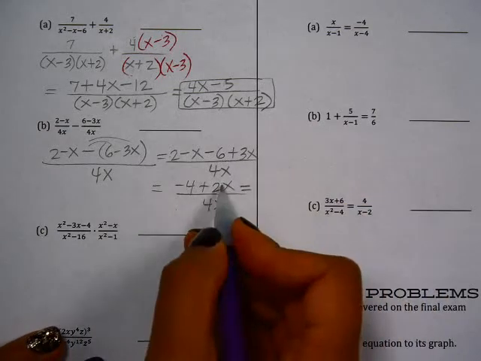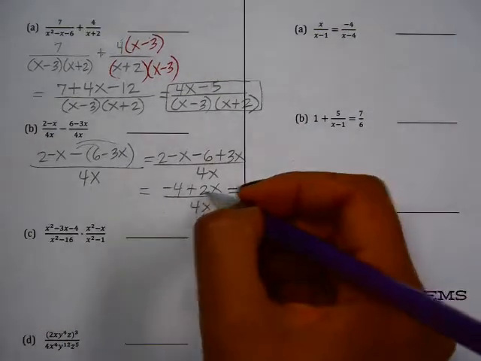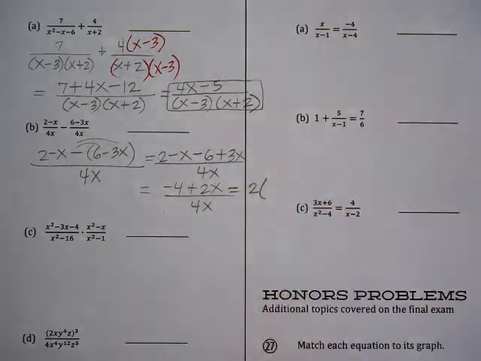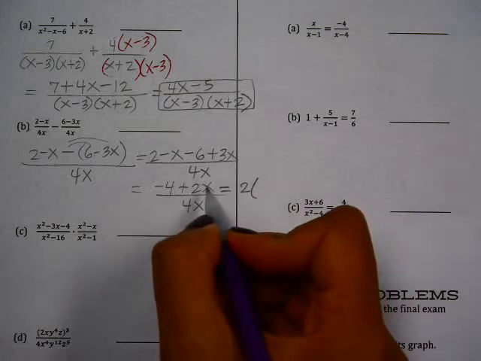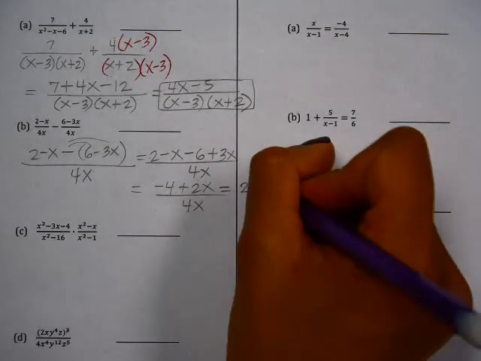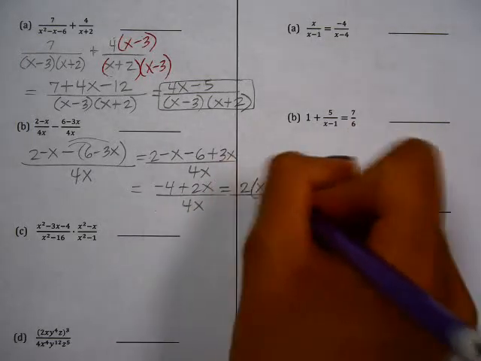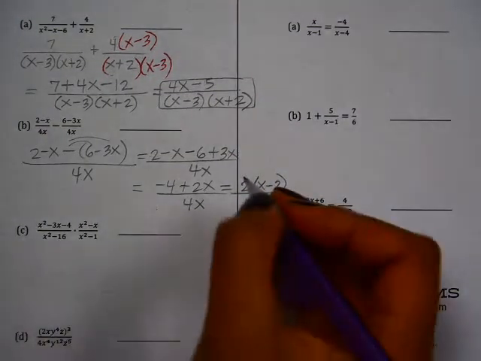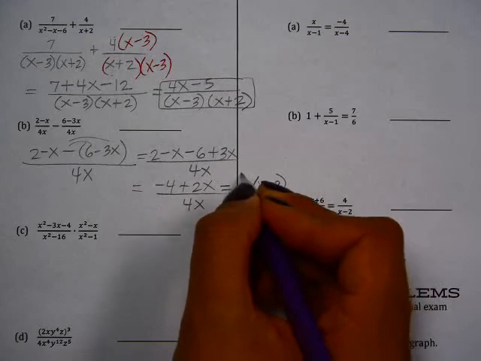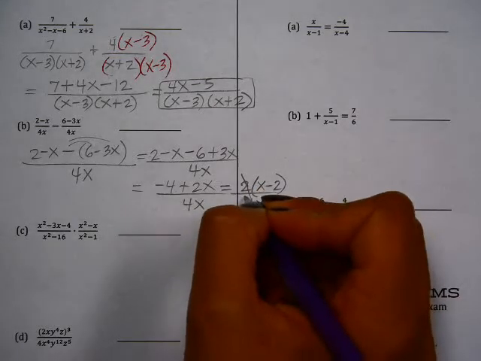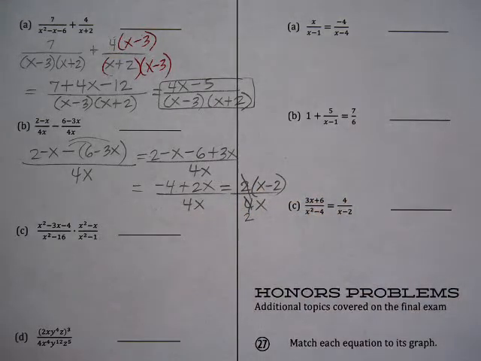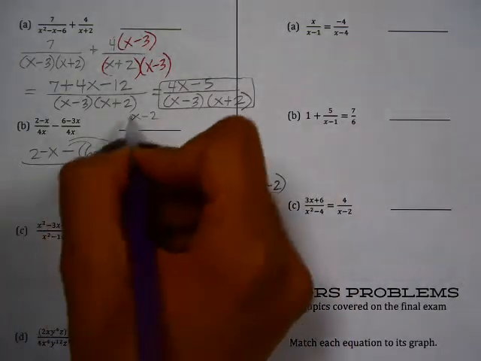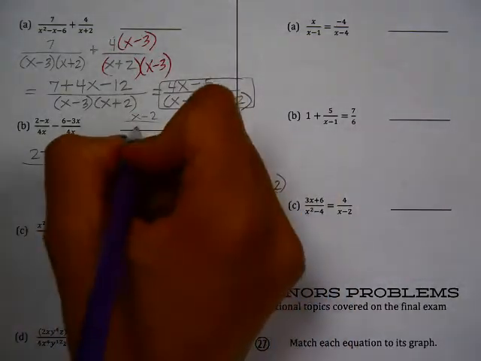And then we can factor the numerator. This has a GCF of 2. And then we're left with an x minus 2 and a 4x in the bottom. The only thing that can reduce is the 2 and the 4. So reducing that, 2 goes into 2 once, 2 goes into 4 twice. We're left with an x minus 2 in the numerator and a 2x in the denominator.